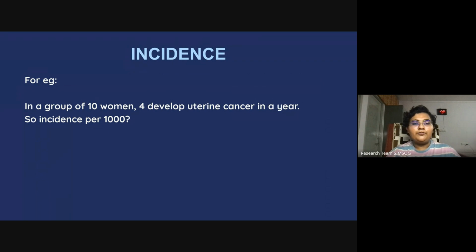Right. So, a very simple example we'll take to quickly clarify the concept. If I have a group of 10 women and 4 of them develop uterine cancer in a year, what is the incidence of uterine cancer per 1,000? Can anybody unmute themselves, or they can write in the chat box?